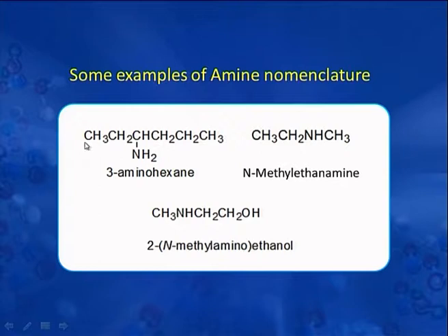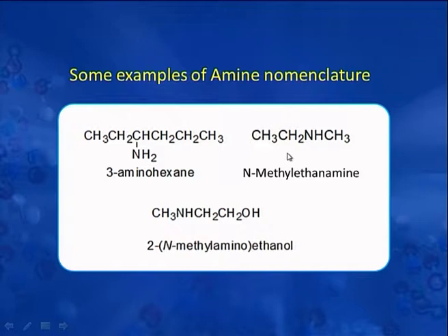Some more examples we will discuss here. You can see the longest possible carbon chain contains 6 carbons here, but if you number it from here, the carbon having the amino group will have position 4. If you number it from here, the carbon having the amino group will have position 3, and since according to IUPAC nomenclature the minimum possible number is given to the substituent, the correct name of the molecule becomes 3-aminohexane.